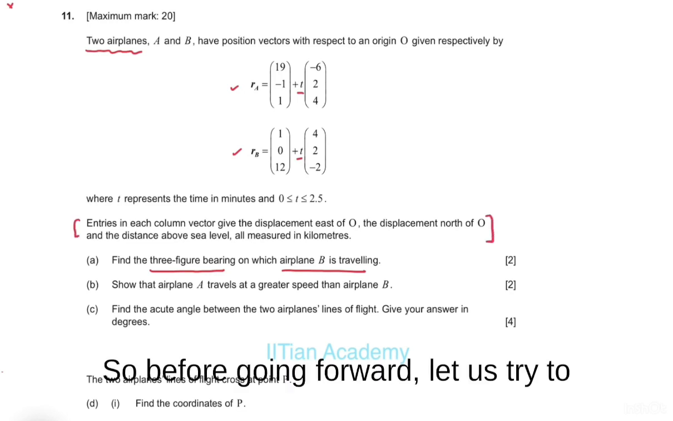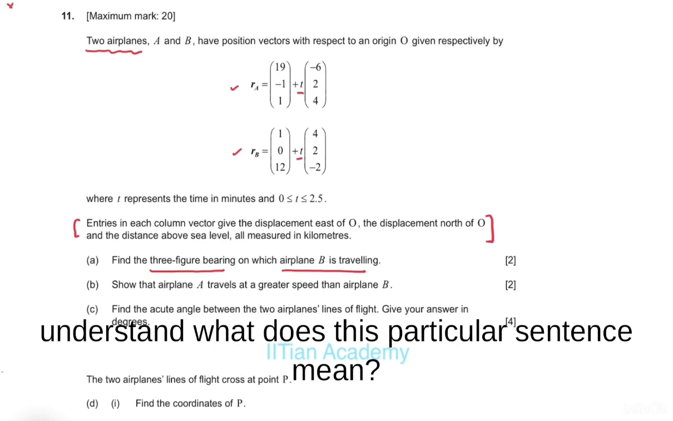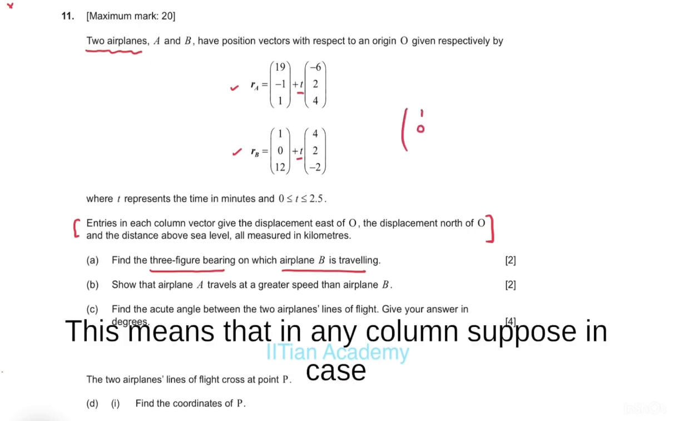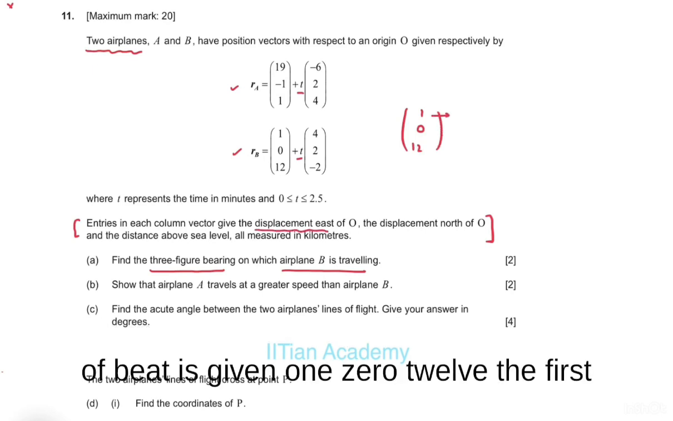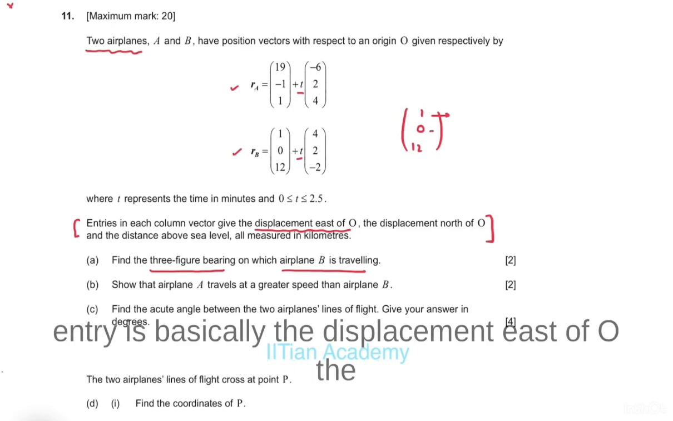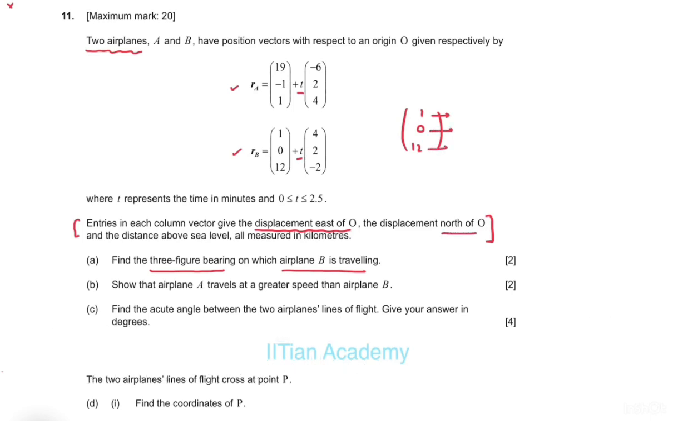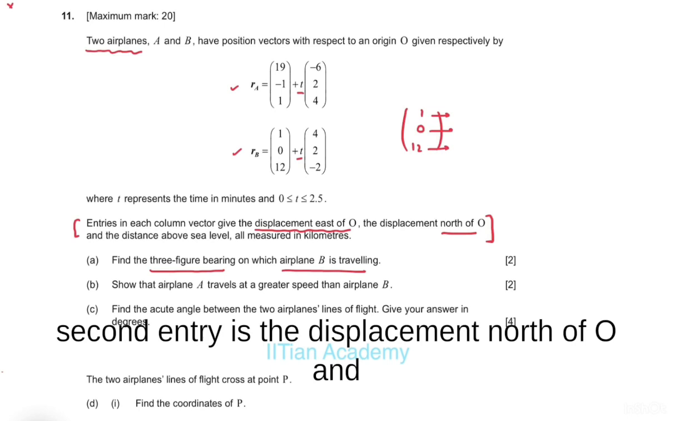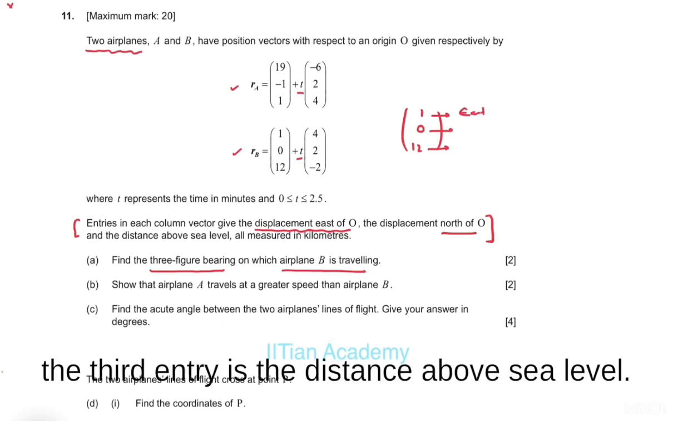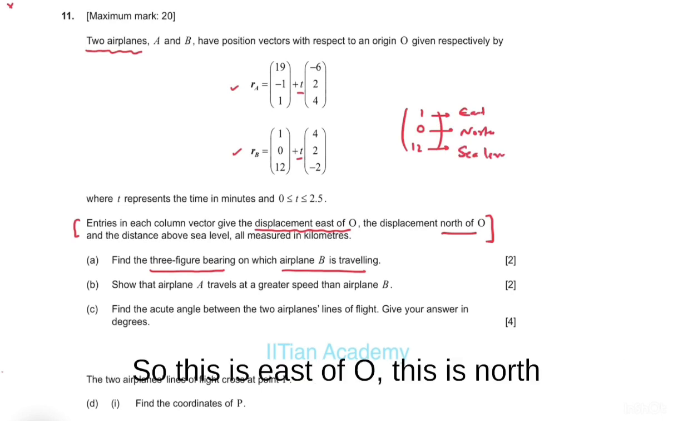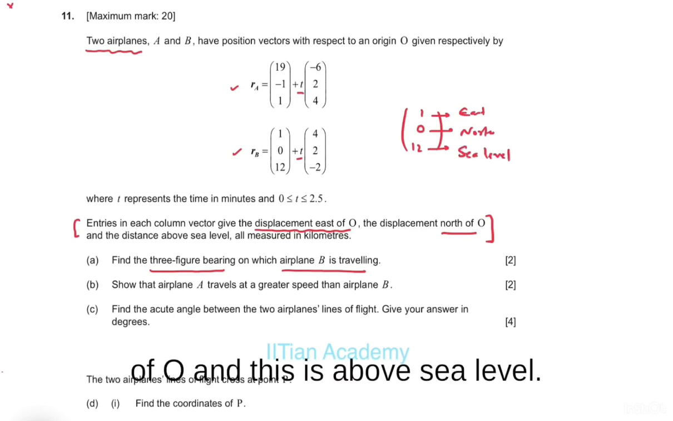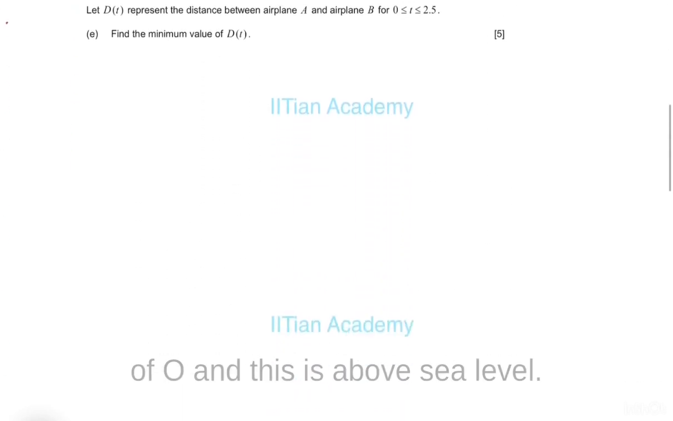So before going forward, let us try to understand what this particular sentence means. This means that in any column, suppose in case of B it is given 1, 0, 12, the first entry is basically the displacement east of O. The second entry is the displacement north of O. And the third entry is the distance above sea level. So this is east of O, this is north of O, and this is above sea level.